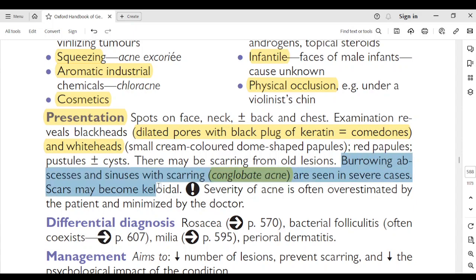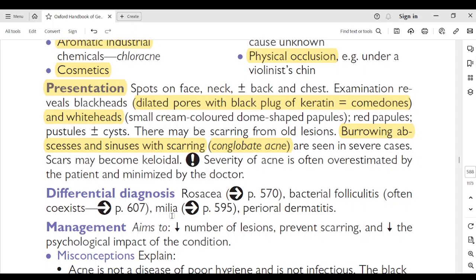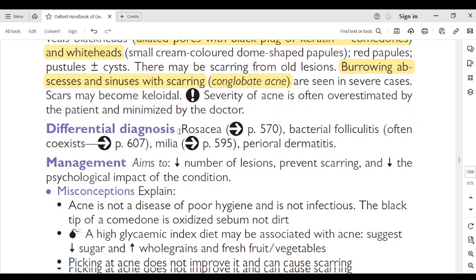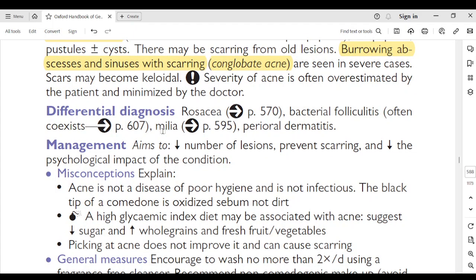So there is burrowing, abscesses and sinuses with scarring. Conglomerate acne are seen in severe cases. Scars may become keloidal. Severity of acne is often overestimated by the patient and minimized by the doctor. Differential diagnosis could be rosacea, bacterial folliculitis often coexists, milia or perioral dermatitis.